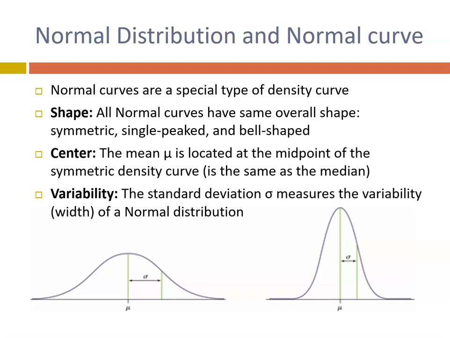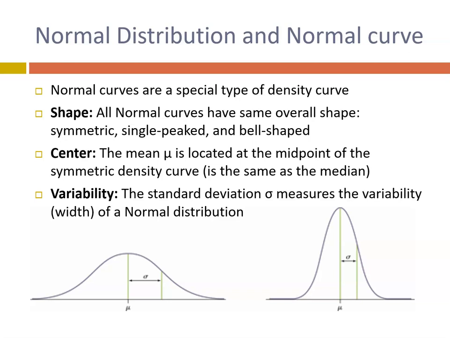All normal curves have the same overall shape. They are symmetric, they are single-peaked, and they are bell-shaped. Now remember, we're talking about the density curve here, not a histogram. The center, the mean, mu, is located at the midpoint of a symmetric density curve. It's also going to be the same value as the median.